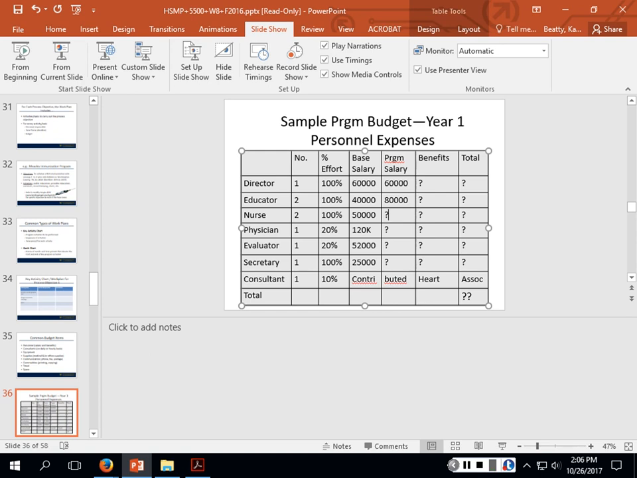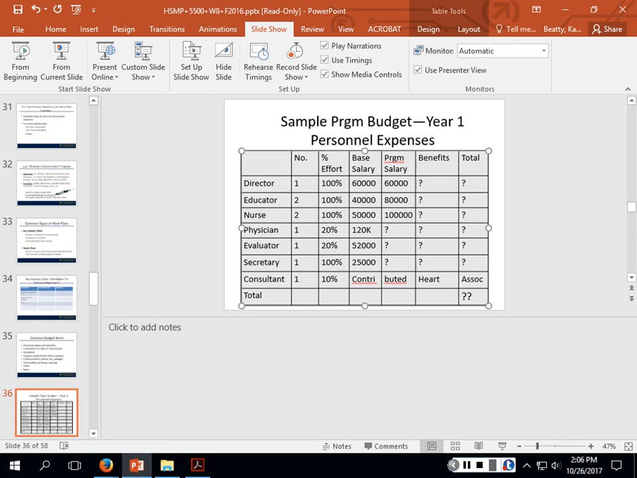Okay, folks, let's please hear each other out. So for the nurses, one position will be 50,000, and then two positions will be 100,000. Okay, 100,000 for two positions. If you're not sure, speak up now, please.